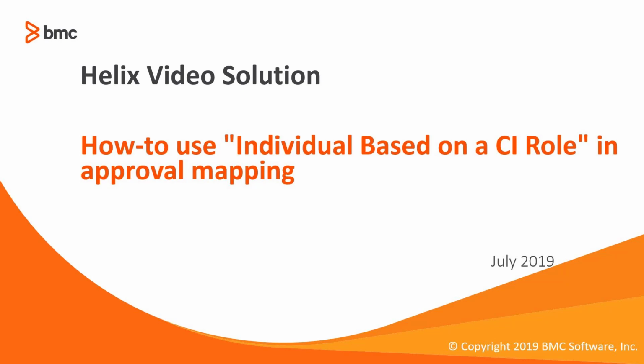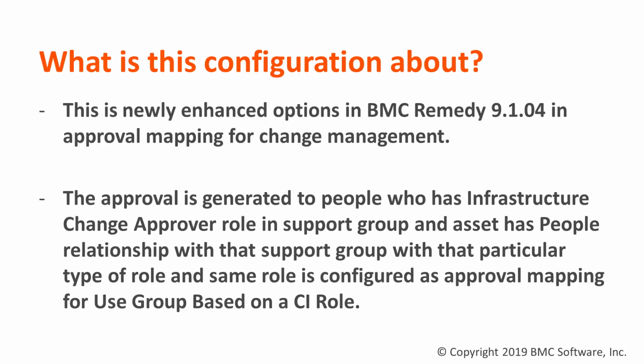Today I'm going to talk about how to use individual based on a CI role in approval mapping. What is this configuration about? This is a newly enhanced option in BMC 9.1 SP4 in approval mapping for change management. And generally this will require different configurations in approval mapping.